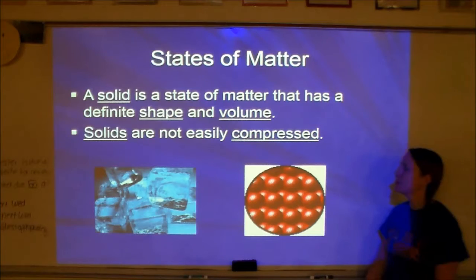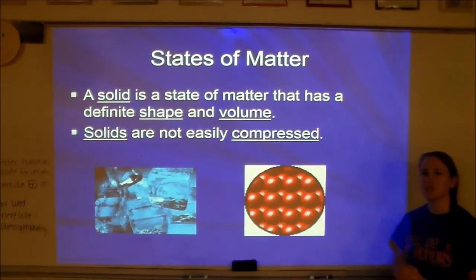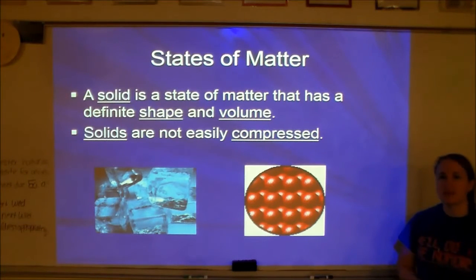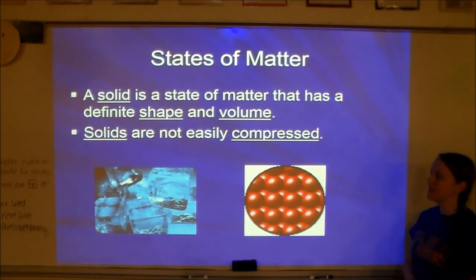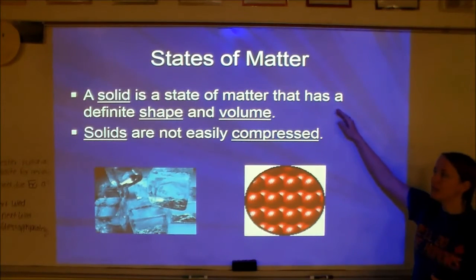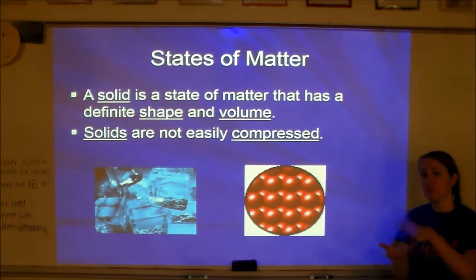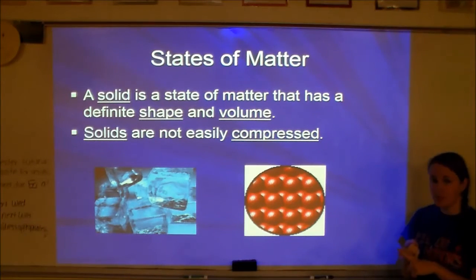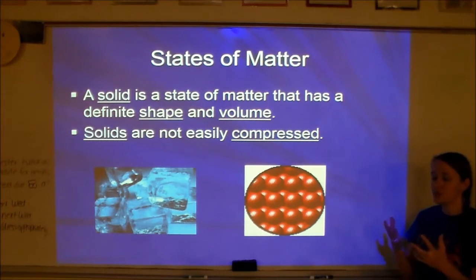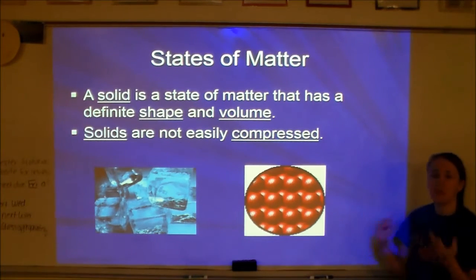Let's talk about something I'm sure you've learned about a million times in your schooling career, and that is the states of matter. There are 4 states of matter: solid, liquid, gas, and plasma. A solid is a state of matter that has a definite shape and volume. So a solid, if you put it in a new container, doesn't change shape, it doesn't change volume or size. It just stays the same shape, goes into the new container, that's it.